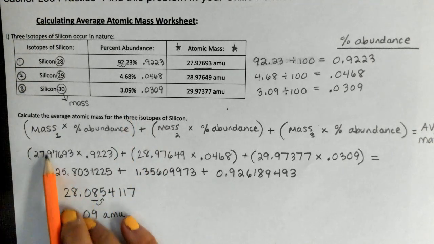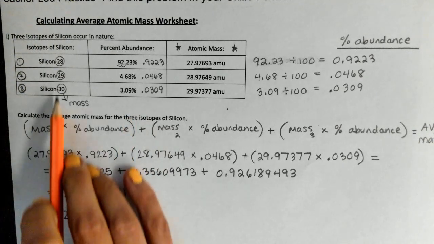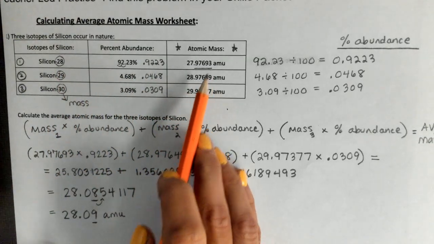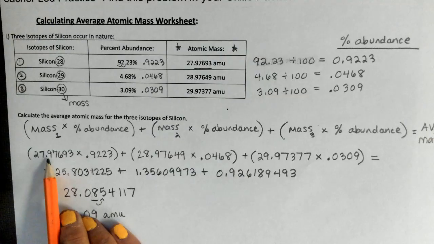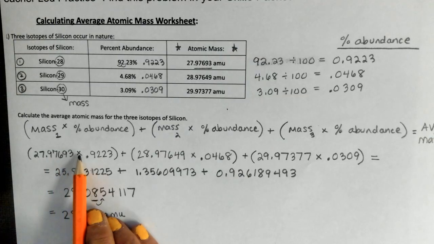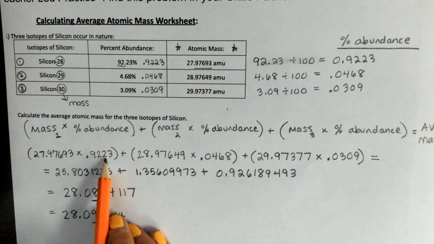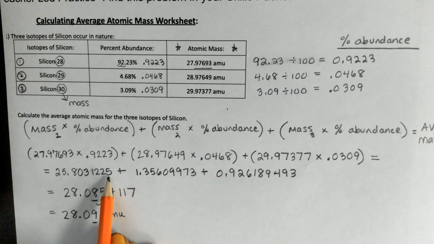So my first isotope, the mass, I'm not going to use 28. I'm going to use all of these numbers. So 27.97693, I'm going to multiply it by my 0.9223. This is the number that I get. Make sure that you store this in your Desmos. We don't want to round until we get to our final answer.